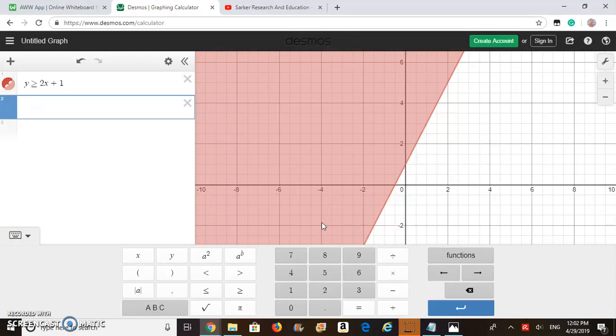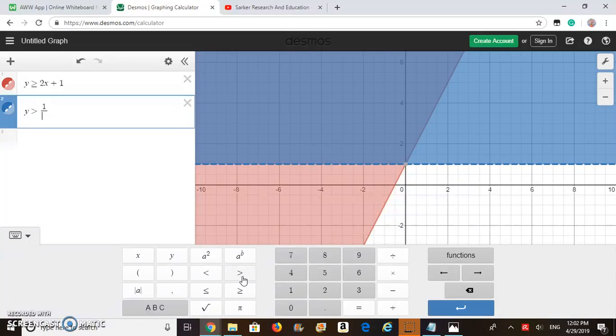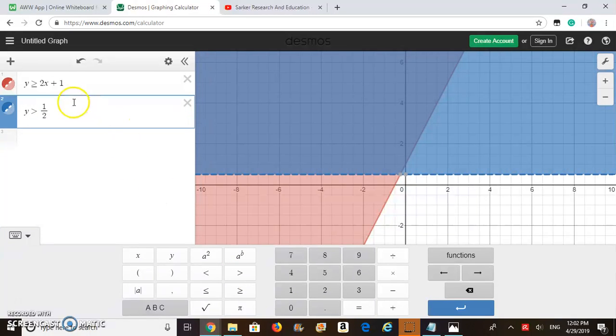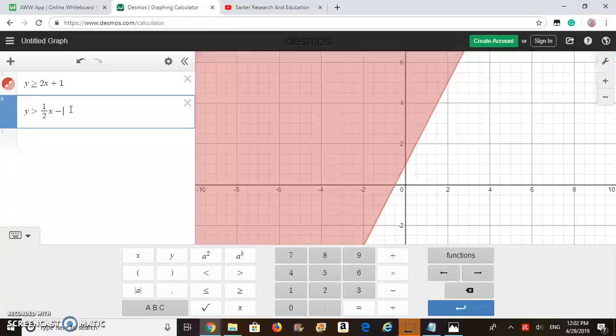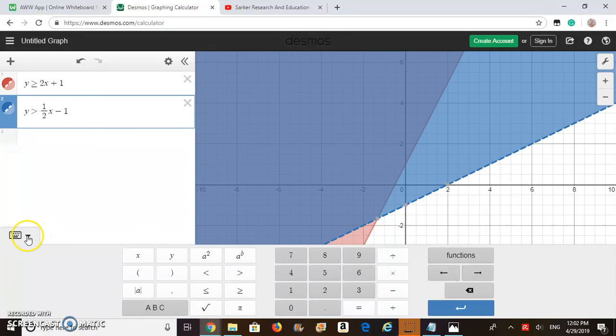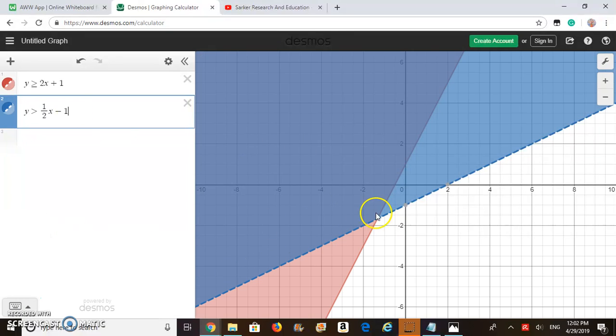Now the next inequality is y is greater than half of x minus 1. So let me get rid of this. So this is the dotted line. You can see that. All the blue regions represent the inequality represented by this.